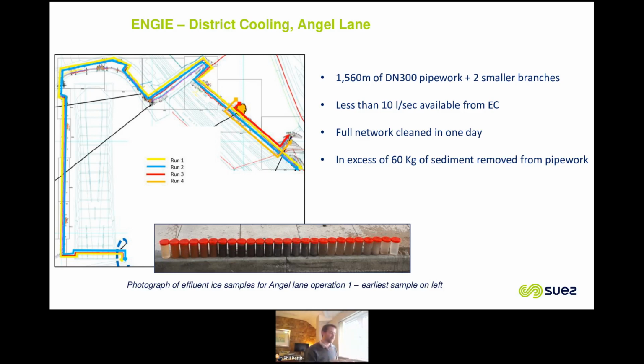So that pipe work can be in service 2 weeks earlier, or you're saving several weeks based on removing the need to dynamic flush. You've saved 2 weeks during either your outage time or your commissioning phase. And that was only 10 litres a second available from the energy centre. So again, it just goes to highlight how quickly you can do this even without massive flow rates available.